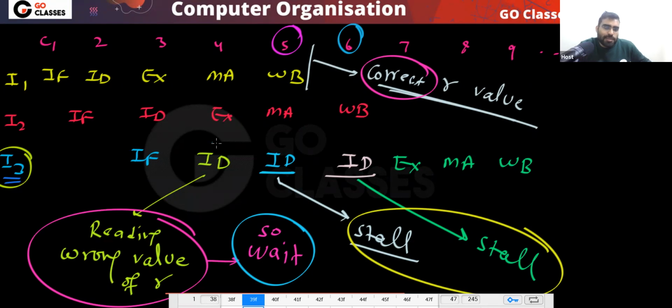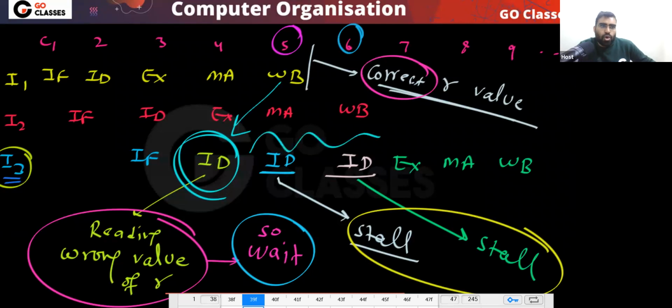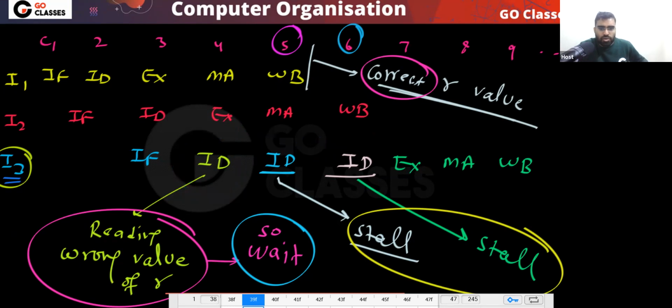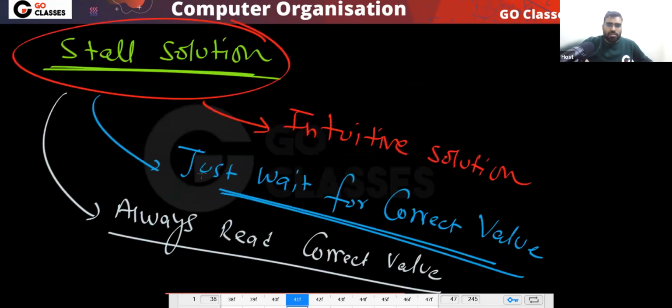It is the responsibility of this decoding stage. The decoding stage must detect the hazard and then it must stall. Detection and stall, this responsibility we are putting on the decoding stage. Understood? This hardware solution, you understood, is very intuitive.